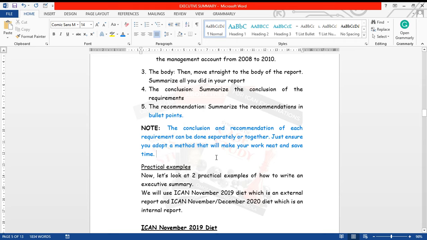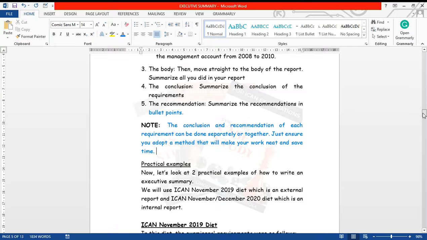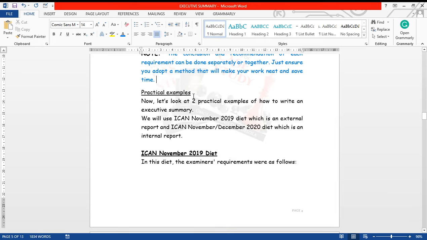So now, to the major work of this. I've talked a little and explained the content of what is needed here for an internal report and for an external report. Now let's go to practical examples. Today we'll be looking at two practical examples: one for internal reports, one for external reports.